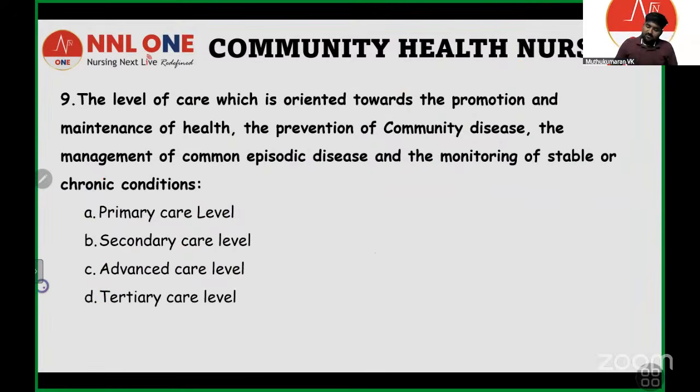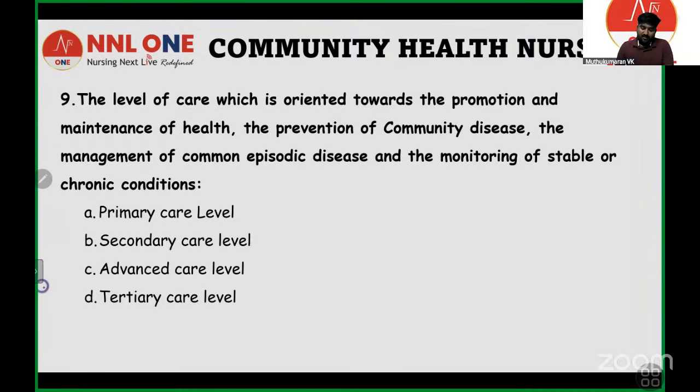So coming on to the next question. This is the next question. Level of care is oriented towards the promotion and maintenance of health, the prevention of community disease, the management of common episodic disease, and the monitoring of stable or chronic condition. You may think that it is a very big question. Okay, this is a very big question. How am I going to answer? Now tell me. Yes.